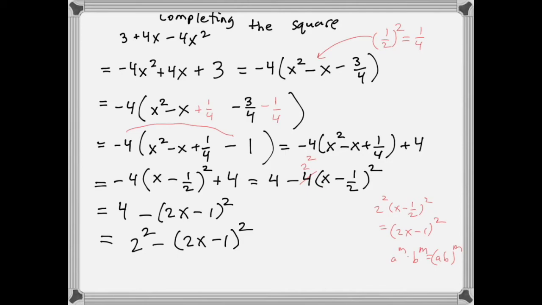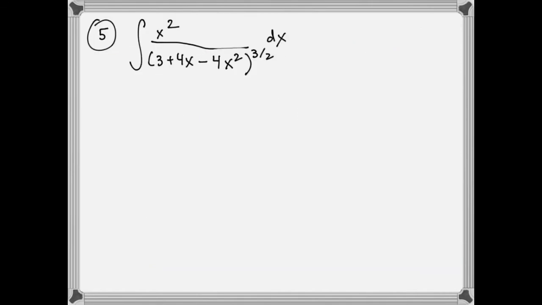And I do recommend you check. You can always check with algebra and make sure that if you actually simplify that, you get back to what we started with. So let's go back and write it like this. So we get 2 squared minus (2x minus 1) squared, and all of that is to the 3/2 power.